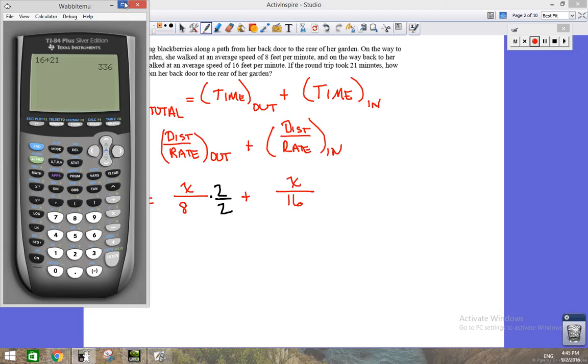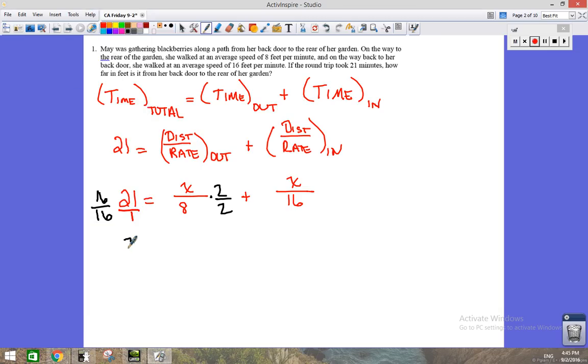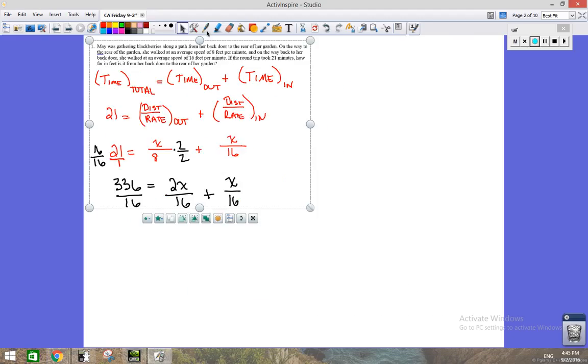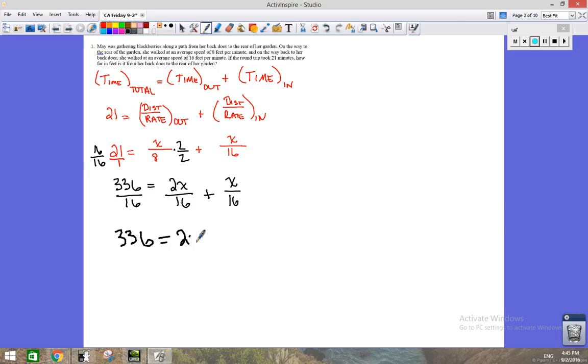Yeah. Two x, 16 x, 16. So if we clear the denominator, if we multiply every term by 16, both sides of the equation by 16, we get 336 is equal to 2x plus 1x. That's 3x.